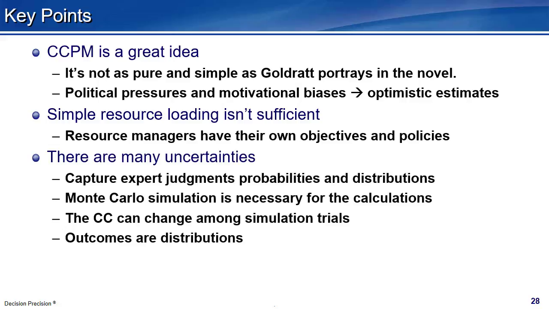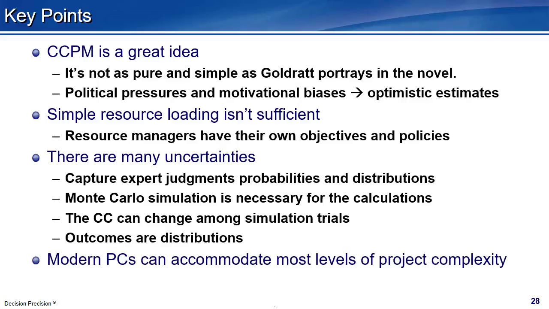Uncertainties abound. Decision analysis is about decision-making under uncertainty, and those decisions are based upon estimates. We capture expert judgments about risks and uncertainties as probabilities and probability distributions. Monte Carlo simulation allows us to do mathematical operations on distributions. Dynamic project modeling is most interesting when the critical chain changes among simulation trials, and the model outcomes are distributions. Modern PCs can easily accommodate even high project complexity.